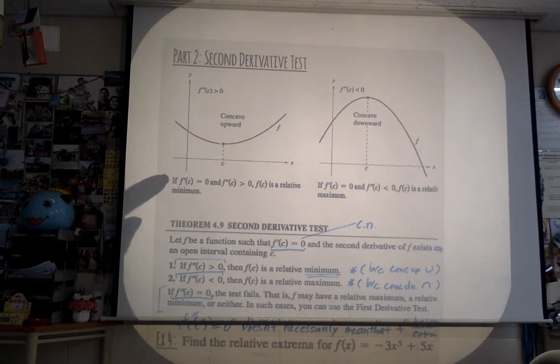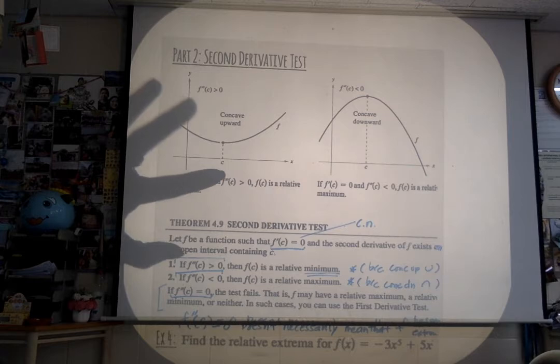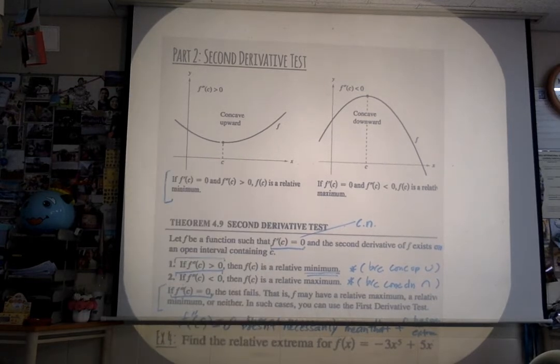If f prime of c, the first derivative, is 0, and f double prime of c, which is the second derivative, is greater than 0, then it's a relative minimum. Okay, don't memorize this. Try to visualize it.